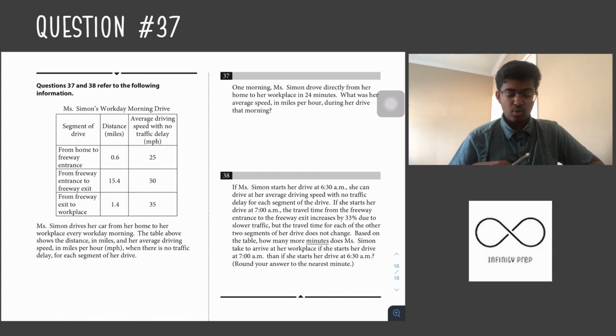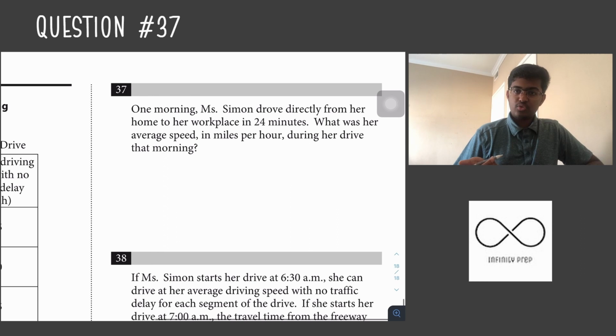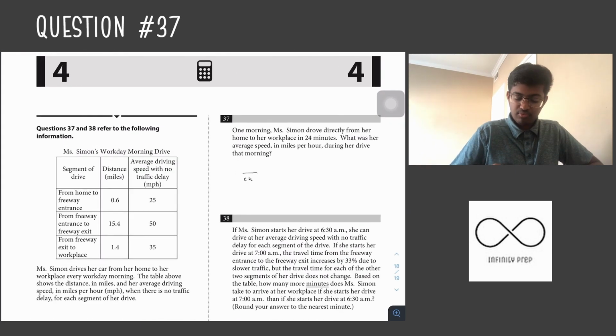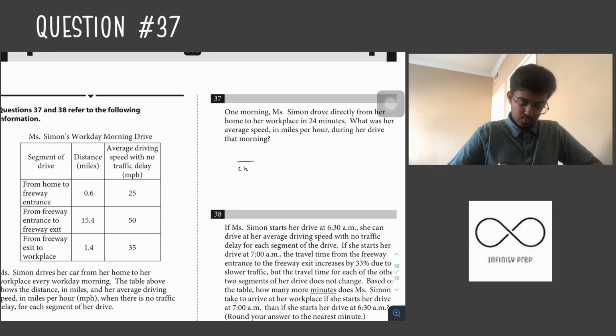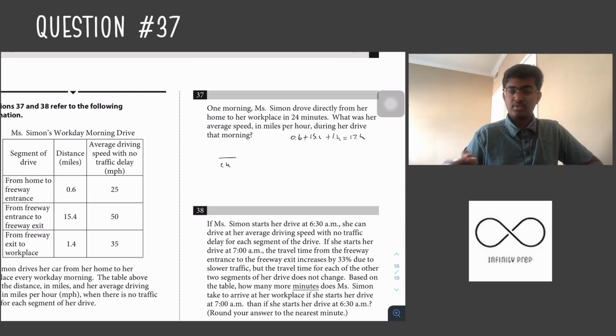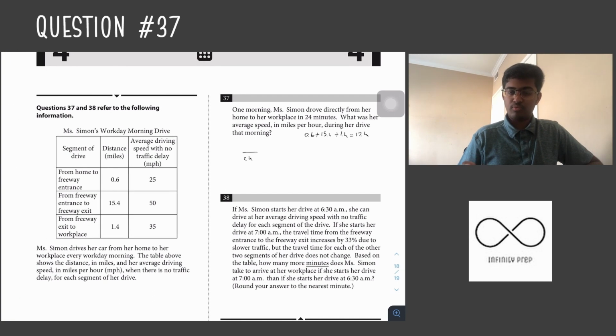The question says, one morning, Miss Simon drove directly from her home to her workplace in 24 minutes. What was her average speed in miles per hour during her drive that morning? What it gives us is 24 minutes, so we can put that at the bottom of the equation. Then we need to find the total distance she drove, which is 0.6 plus 15.4 plus 1.4. This adds up to 17.4. That's the total distance she had to drive in 24 minutes.